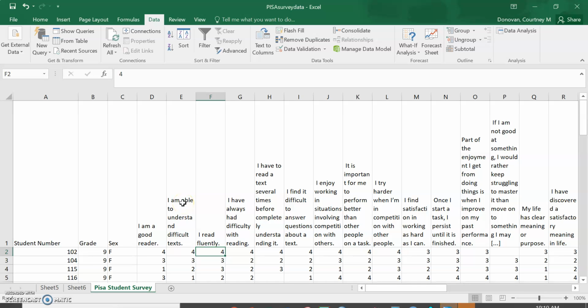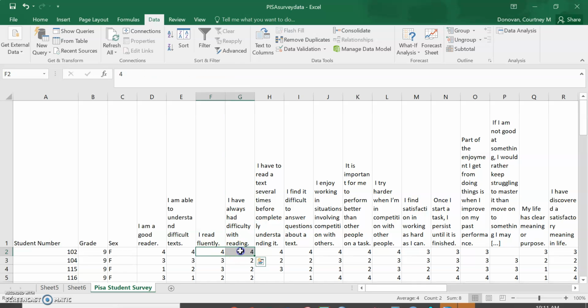Okay, so now we're back with our survey data and we're going to look at correlational relationships between these different items. Since all of these are continuous, instead of asking whether they differ by male and female or by grade, we could look at whether they relate to each other. Specifically right now we're going to look at "I read fluently" and "I've always had difficulty with reading." We would expect these to be opposites of each other, but let's see how true that is.